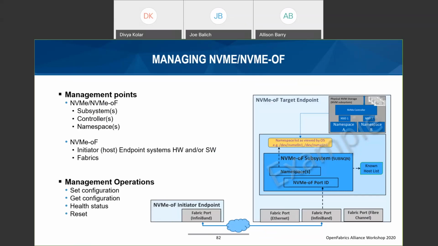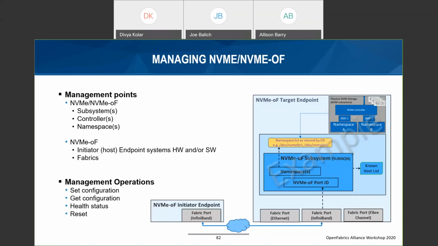And then NVMe fabrics adds a bit to that. You have the initiator, and you have to be able to administer, configure, and provision initiators for the resources they can have access to. You also have to administer all the fabrics that go between initiators and the target resources that exist somewhere. In order to do this administration, configuration, and provisioning, you have set configuration and get configuration management operations.